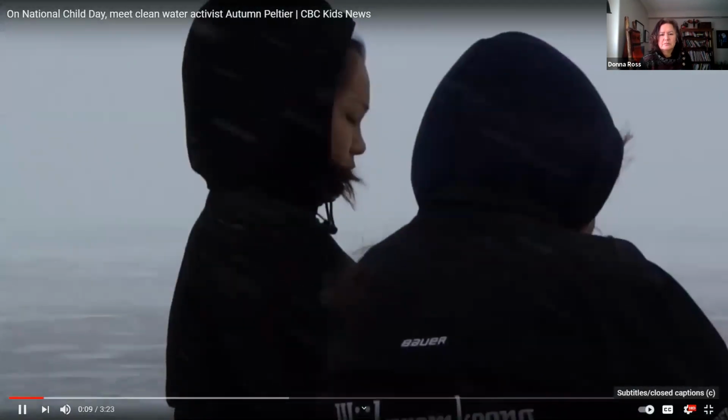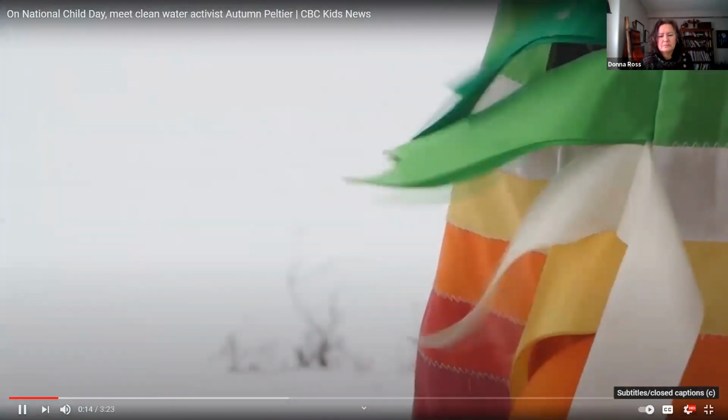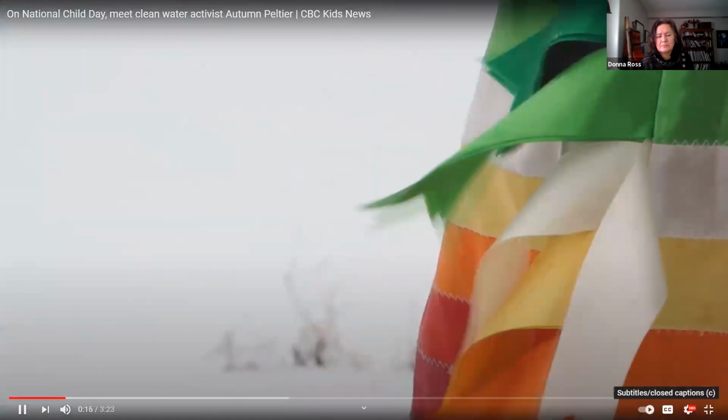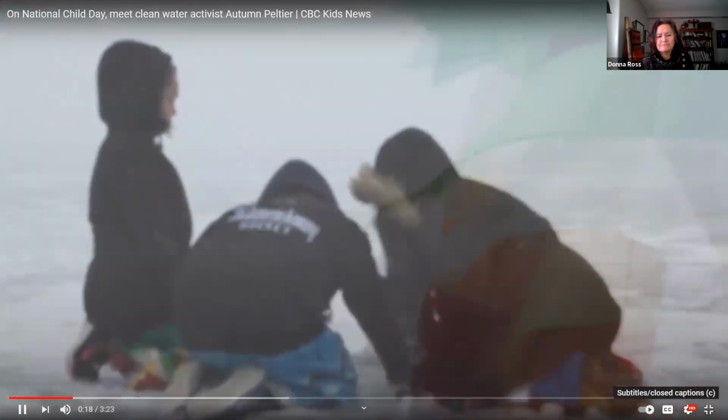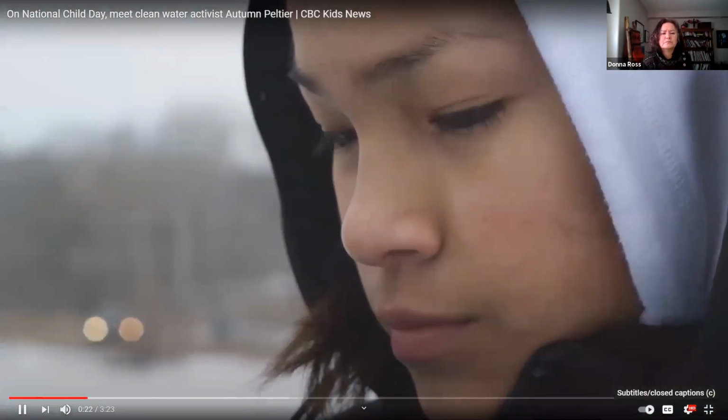We go out and pray for the water because the water is sick and it's contaminated, and we basically just do the water ceremony to pray for it, hopefully one day that the water is clean.